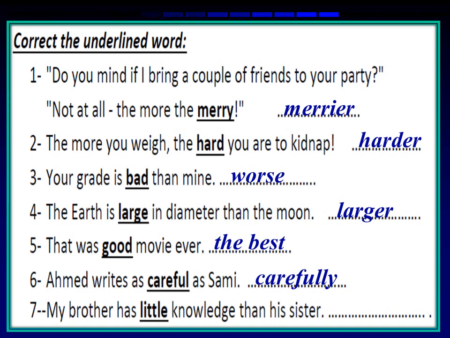7. My brother has little knowledge than his sister. Here we have than, and than is the comparative. So what's the comparative form of little? It's less. So the answer will be my brother has less knowledge than his sister.